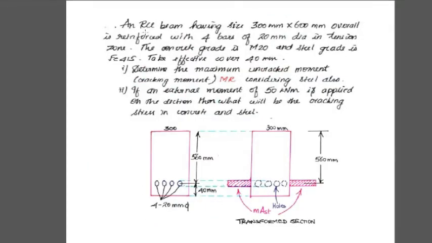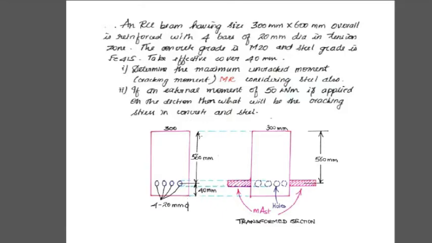And the second question: an RCC beam having the size 300 mm into 600 mm overall is reinforced with 4 bars of 20 mm diameter in the tension zone. The concrete grade is M20 and the steel grade is Fe415. The effective cover is 40 mm. Here also there are two cases. First, determine the maximum uncracked moment M suffix R, considering steel also. Second case, if an external moment of 50 Newton meter is applied on the section, then what will be the cracking stress in concrete?